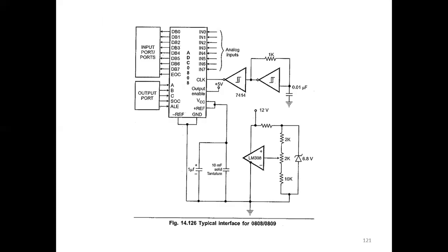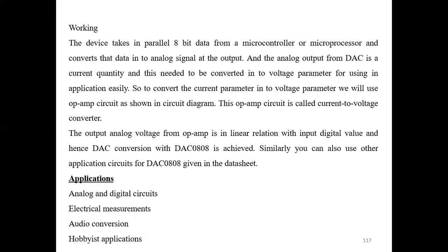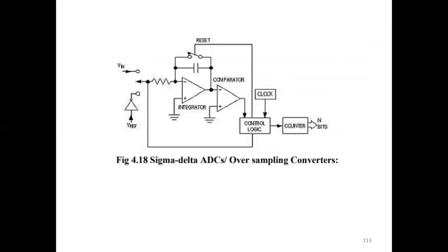Most of these ADC and DAC circuits are used with the microprocessor for converting analog to digital data and digital to analog data. Both the ICs are 8-bit. Up to this, we finished unit number 4. In unit number 4, we discussed the DAC types and the analog to digital converter types.